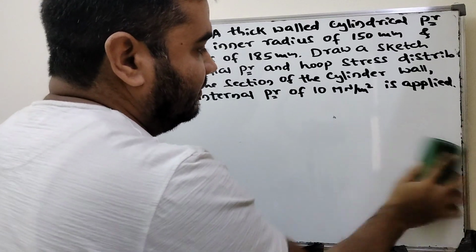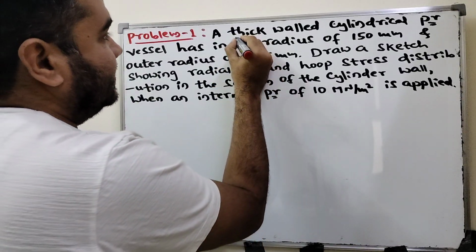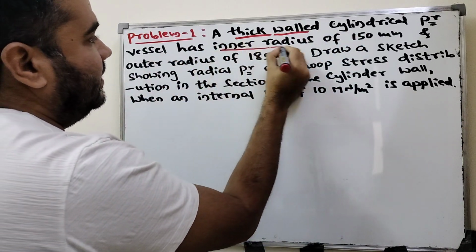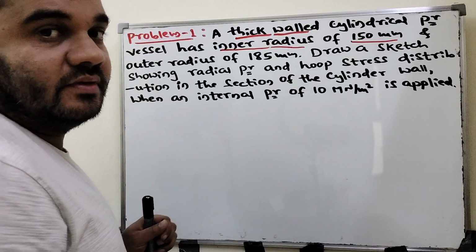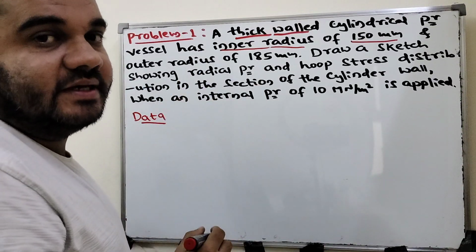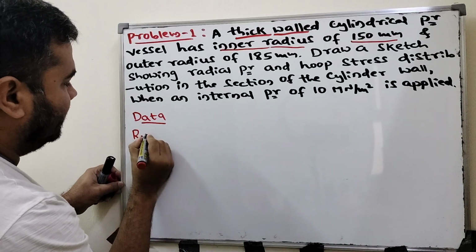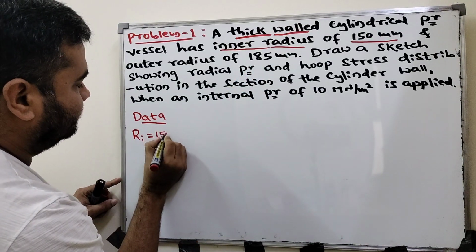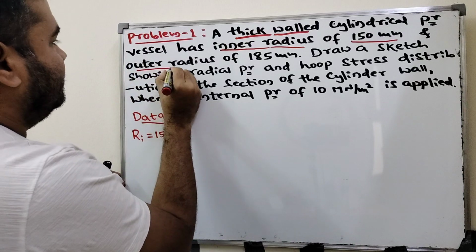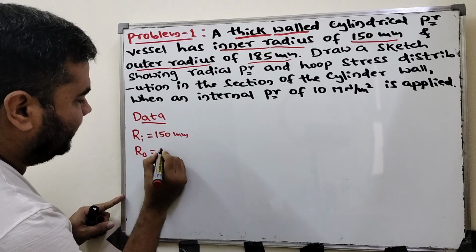First I'll read the problem, then we'll write the data here. A thick walled cylindrical pressure vessel has an inner radius of 150 mm. I will write Ri equal to 150 mm. This is the inner radius. And the outer radius is given as 185 mm. This is 150 and the outer radius is 185 mm.